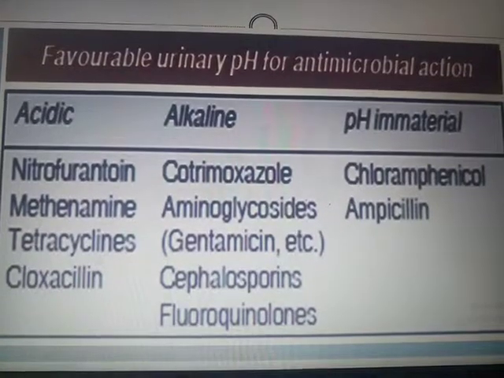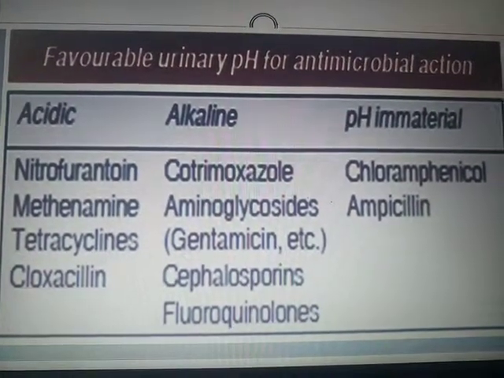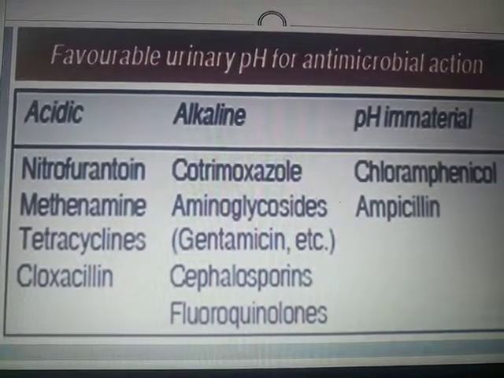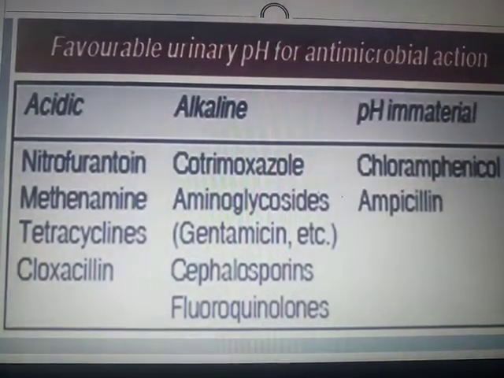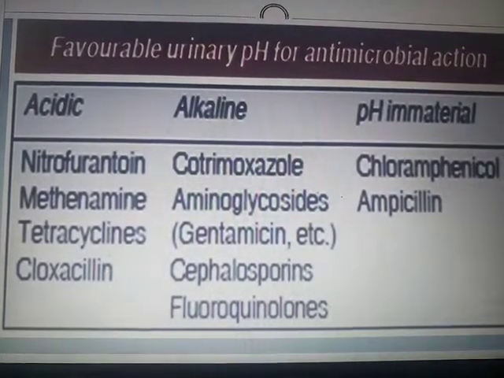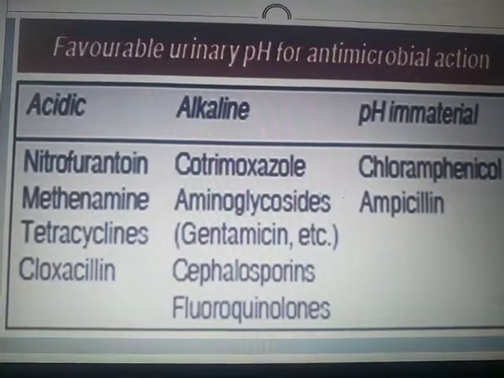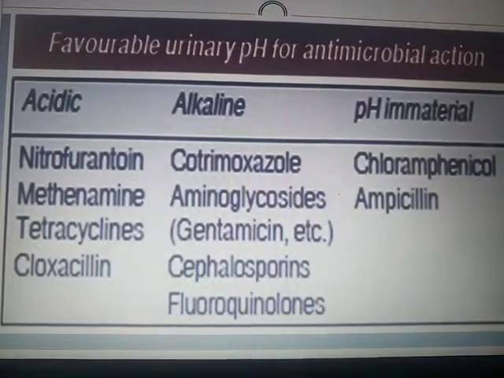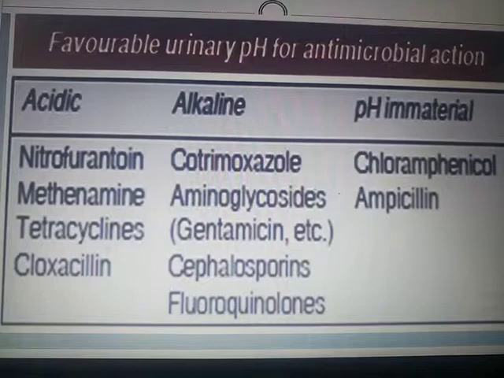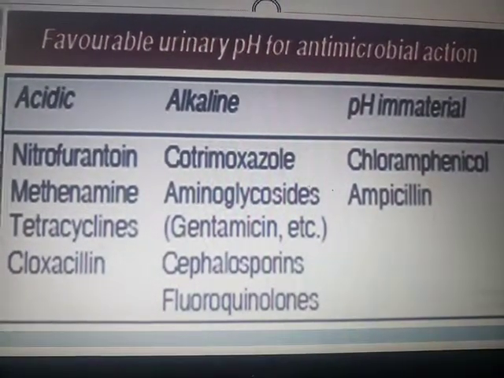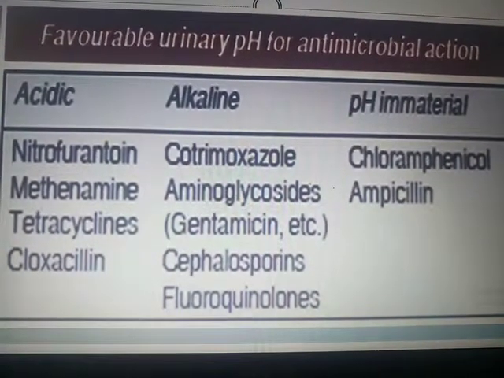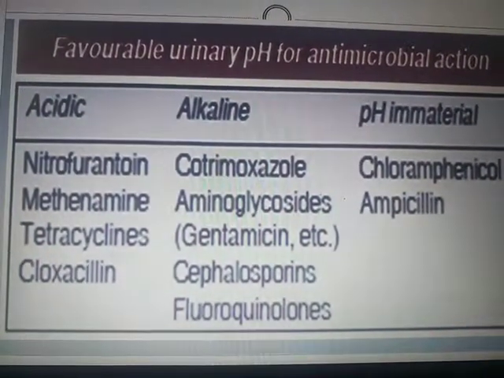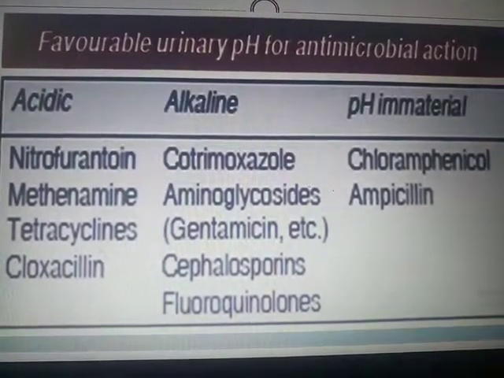Favorable urinary pH for antimicrobial action: if the urine pH is acidic, then nitrofurantoin, methenamine, tetracycline and cloxacillin are used. If the urine is alkaline, then cotrimoxazole and aminoglycosides, because they are more effective at alkaline pH, gentamicin, cephalosporins and fluoroquinolones are used. pH immaterial, nothing to do with pH: chloramphenicol and ampicillin.